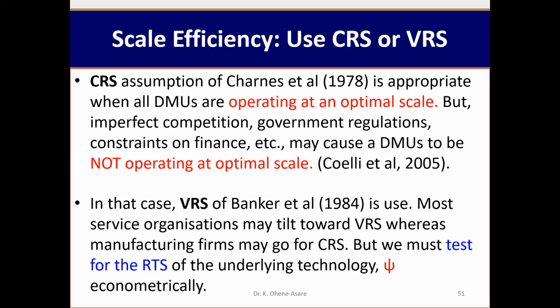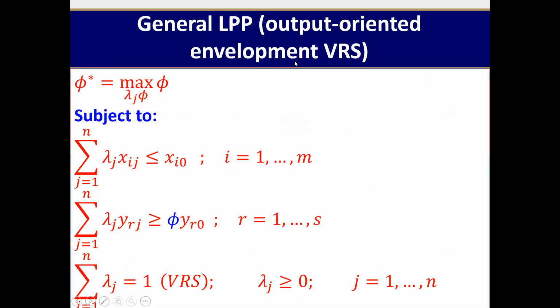Okay, Doc, please, I want to draw us back to the envelopment model. Let me just show you the model. Let me ask a question. You said the summation for the first constraint, the summation of the weight and the input must be less than that of the target firm. Please, what does that mean practically? Like, why is it so?